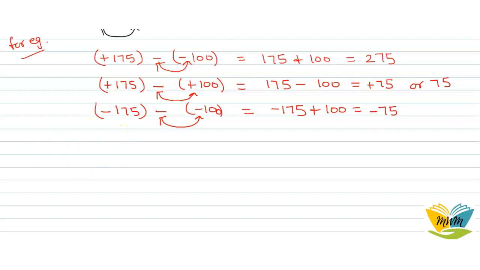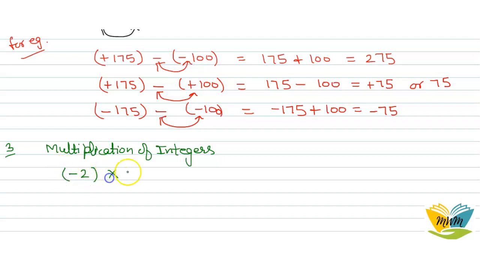Now third operation is multiplication of integers. Here, if we want to multiply two integers, it is very simple to multiply two integers. Minus 2 when multiplied with minus 3.